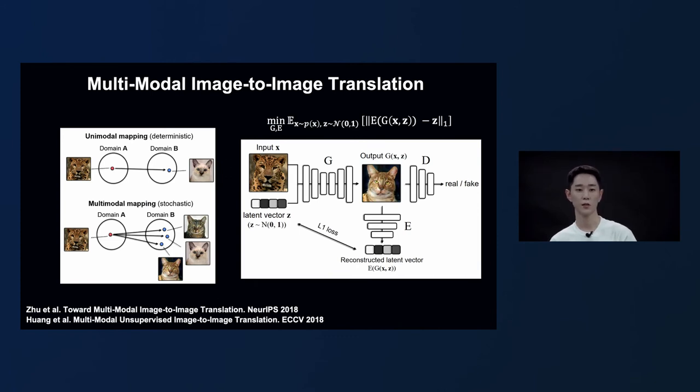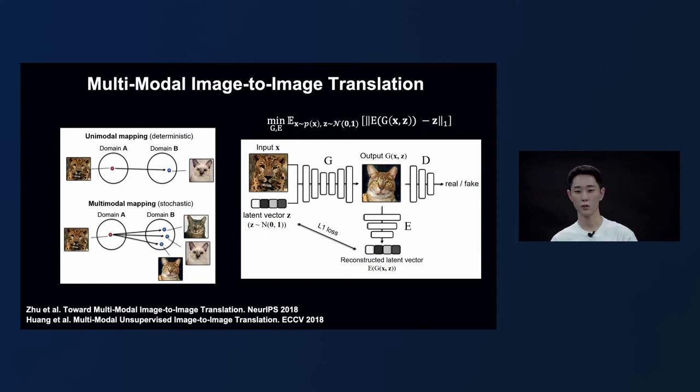On the left is an example of converting a leopard into a cat, and existing models such as CycleGAN have been trained to map a specific leopard picture to a single cat. On the other hand, multimodal translation models aim to generate multiple species of cats from a single leopard picture. Shall we look at the picture on the right?